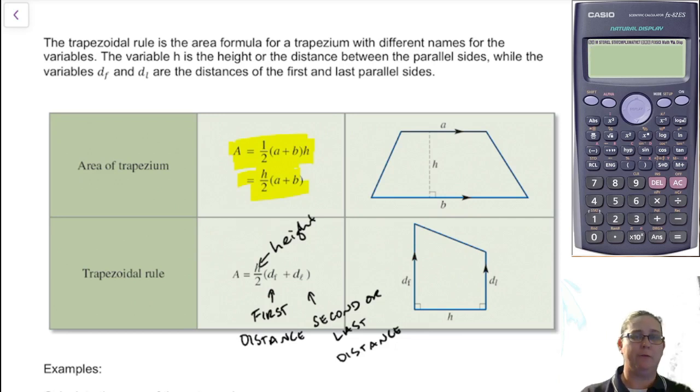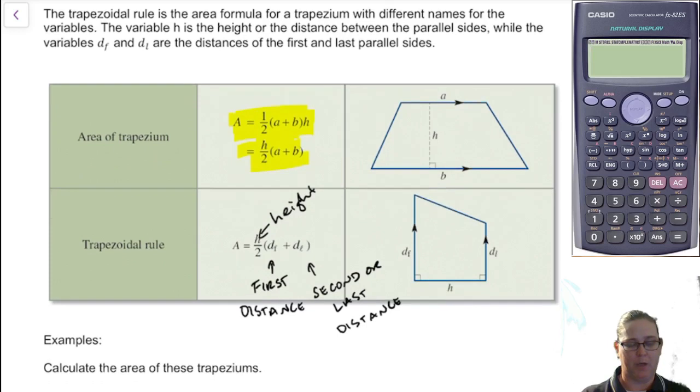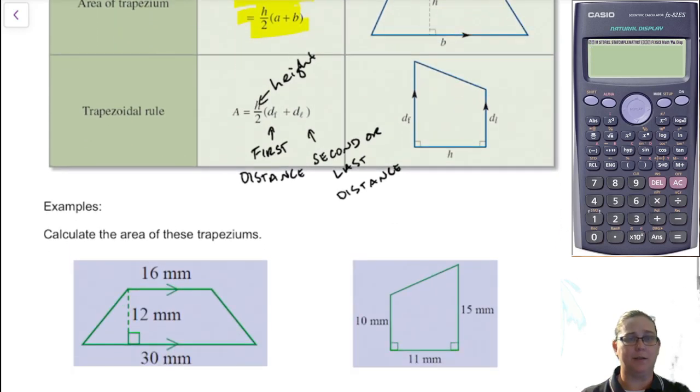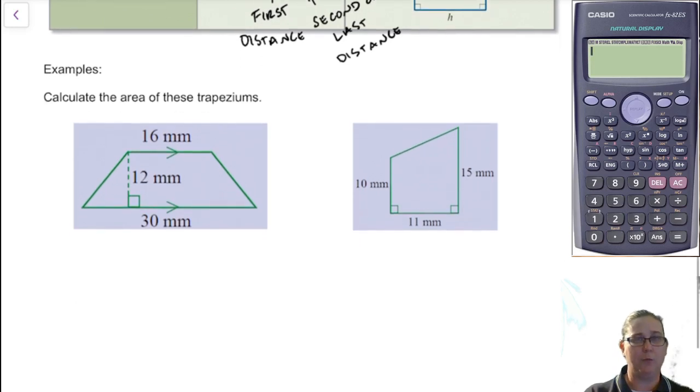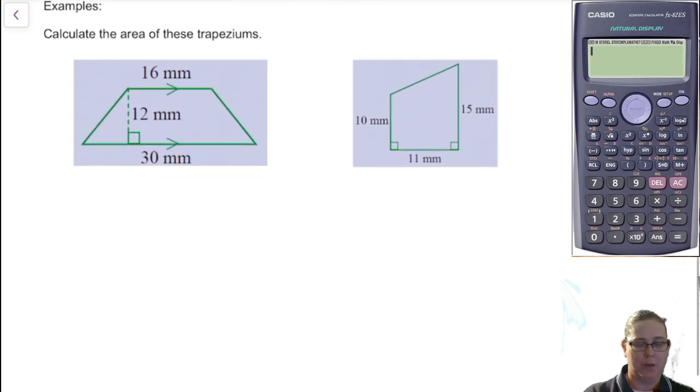Okay, so let's have a look at how this all works. They're basically the same formula, just a couple of different letters, and they will help us later on when we get to some other rules. So let's have a look at these two examples. We have a fairly regular looking trapezium with one side being 16 millimeters, the other side being 30 millimeters, and that perpendicular height being 12 millimeters. So we can label each part of this. This is h, which is the 12, a, and b.